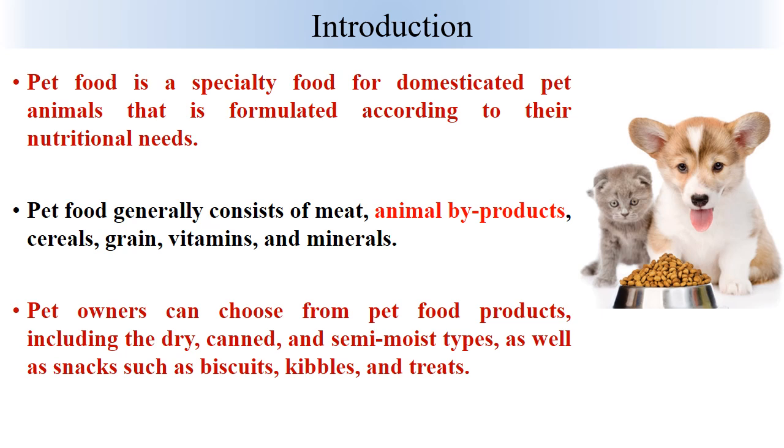Generally, the pet owners can choose from pet food products of different variety. They can be dry, moist, semi-moist, canned, and sometimes there are pet snacks which do not fulfill all the nutritional requirements but add some variety. So all these things we are going to discuss briefly today and in more detail in other lectures.